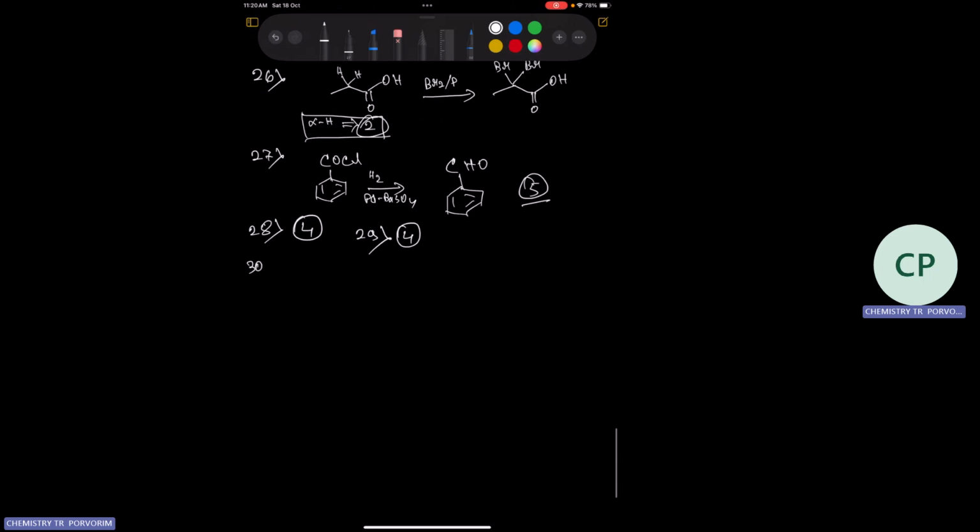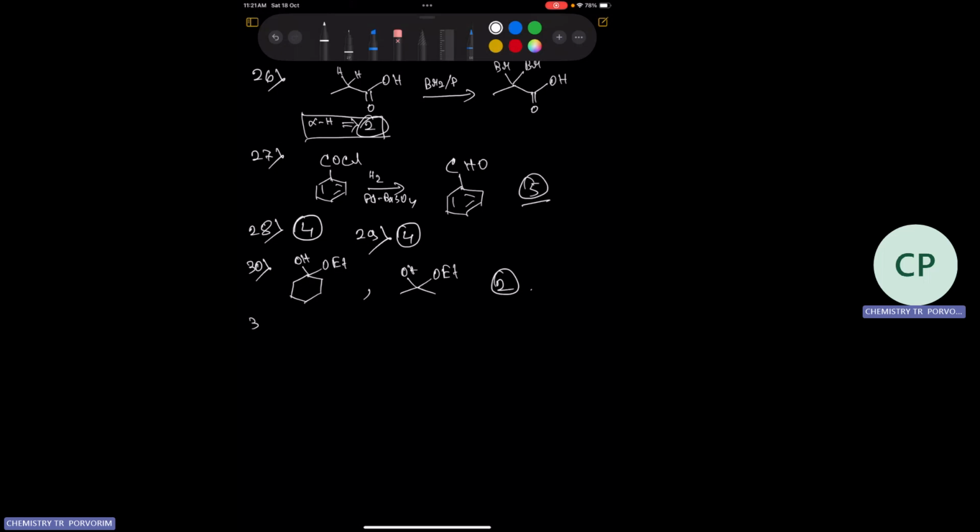Next, 30. Which of the following compounds is or are hemiketal? Hemiketal is this one and this one. 2 compounds. The 2 compounds are this one, OH and OEt, and this one, OH, OEt. So the answer will be 2.